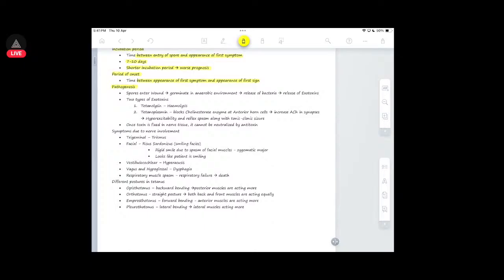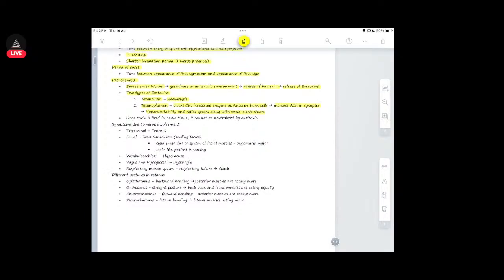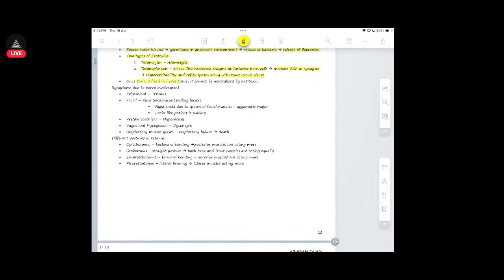So pathogenesis, spores will enter the wound, they germinate in the anaerobic environment, they release bacteria, then they release exotoxins. There are two types of exotoxins, tetanolysin and tetanospasmin. Tetanolysin causes hemolysis, whereas tetanospasmin blocks cholinesterase enzyme at anterior horn cell, leading to increase in acetylcholine in synapses, leading to hyperexcitability and reflex spasm along with tonic-clonic seizure. So, toxin is fixed in nerve tissue, cannot be neutralized by antitoxin.